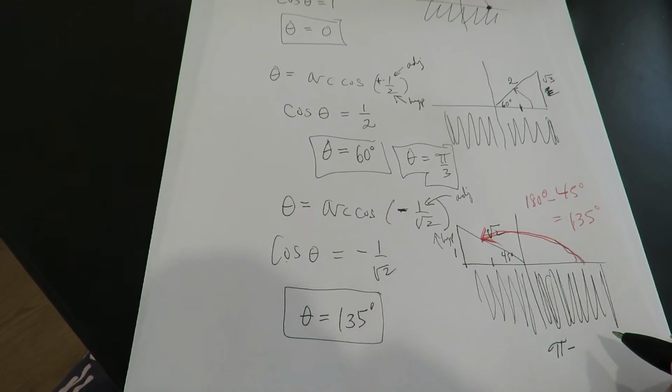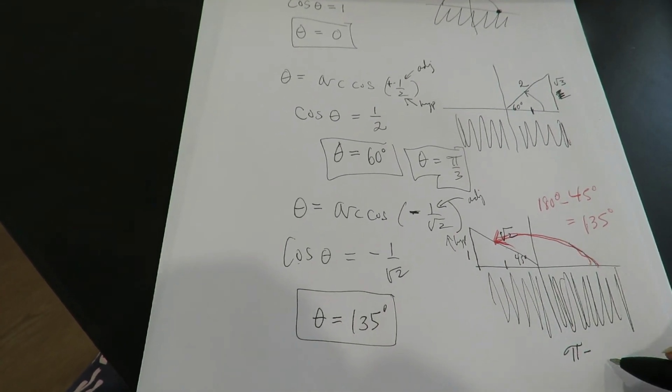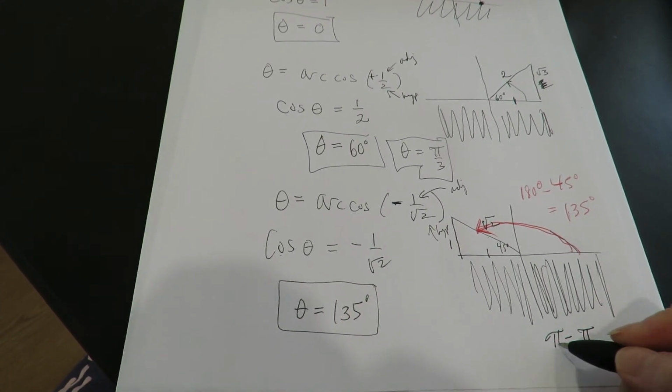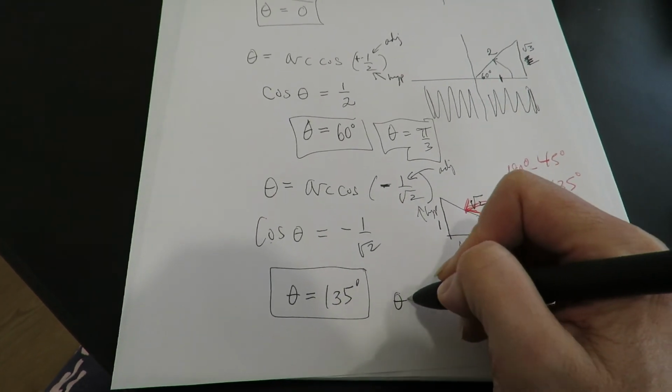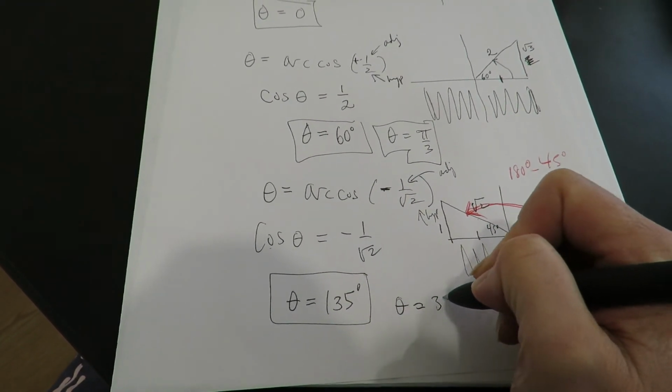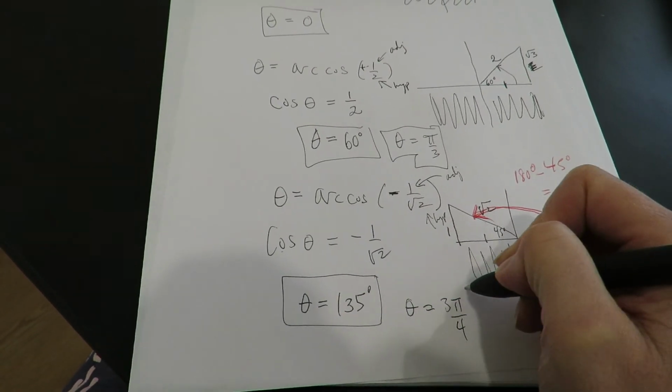Okay, so in radians, this is pi over 4, so it would be pi minus pi over 4, which is 3 pi over 4. So in radians, that is the equivalent answer in the other format.